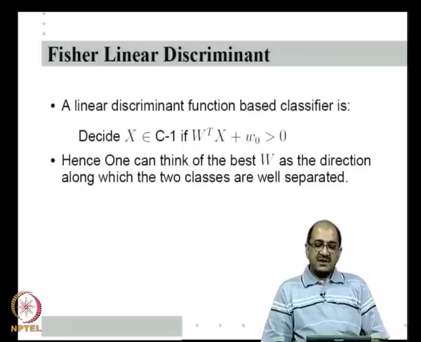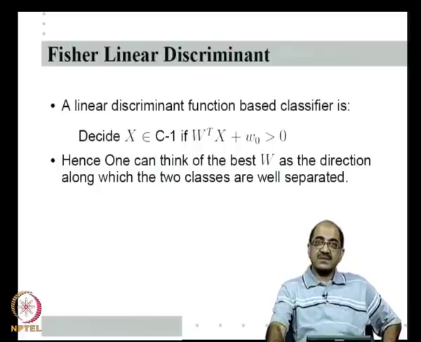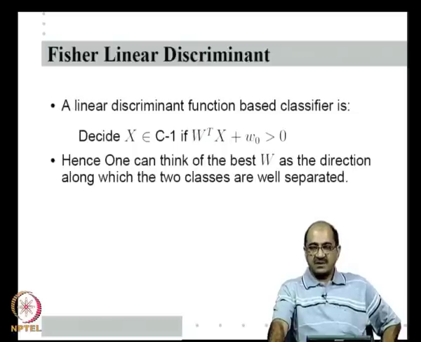So, we can think of the best w for a linear classifier to be a direction along which the two classes are well separated. So, we are looking for a particular direction in feature space such that if you project all the feature vectors onto that direction, I get a very good separation between the feature vectors of the two classes.